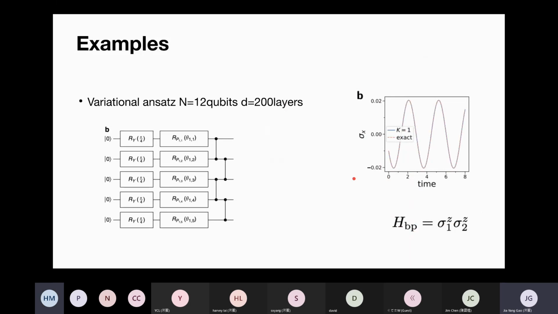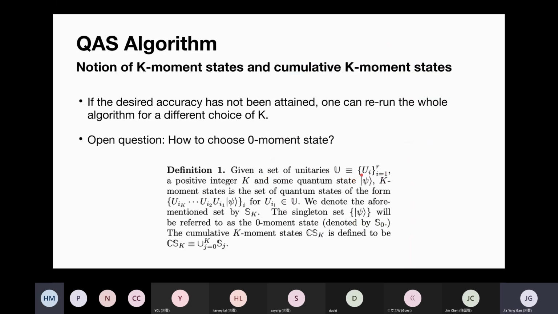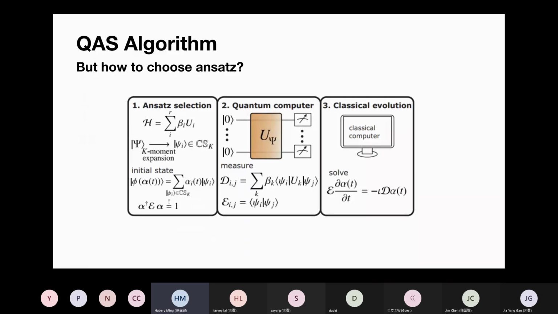Okay. May I ask a question? So why do you need to define a K moment state? Your moment state is how many times you apply the unitary U onto the psi 0, right? Yeah. So the U is arbitrarily chosen from the unitary set, or it is the same U.